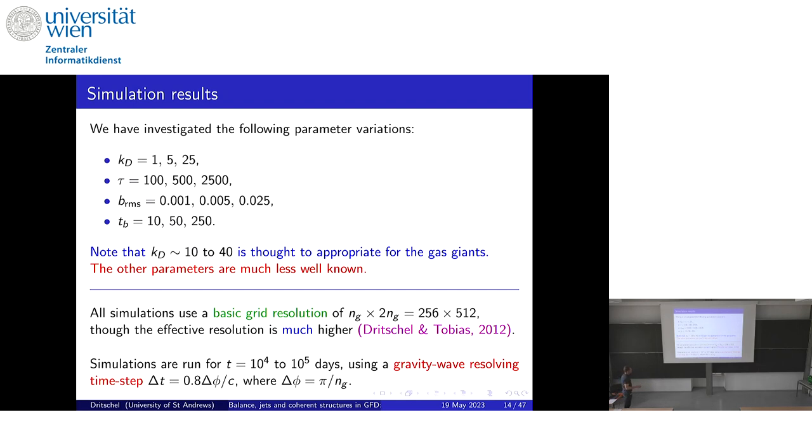And the simulations are run for between 10 to the 4 and 10 to the 5 days, and they are run using a time step which resolves the fastest gravity wave in the planet. So this is hard. We're not going to try to filter them by some sort of semi-implicit time stepping that uses a big time step and destroys the gravity waves.